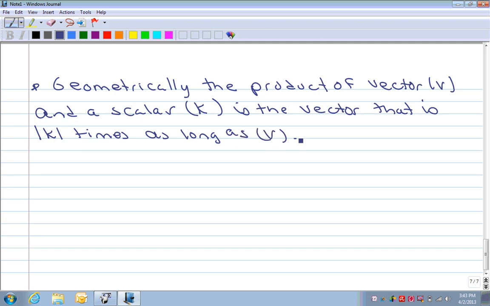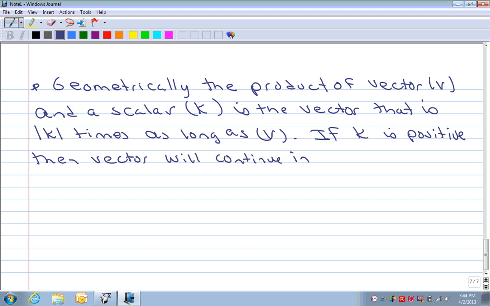So in other words, I like to call that a multiplier. If you're dealing with scalars, it's like you're multiplying things. I know that's very simplistic and it's more complicated than that, but that's just a really quick and easy way to know that. If k, this is the part that's really important, if k, the scalar, is positive, then your vector will continue in the same direction.